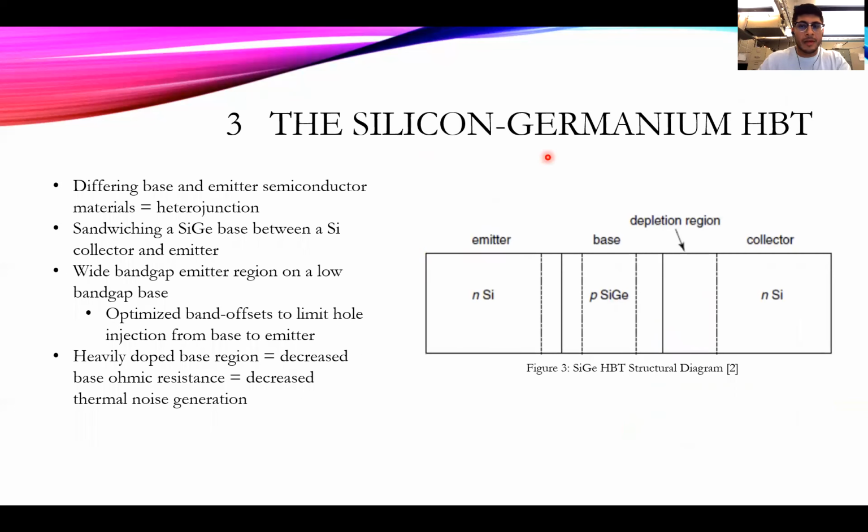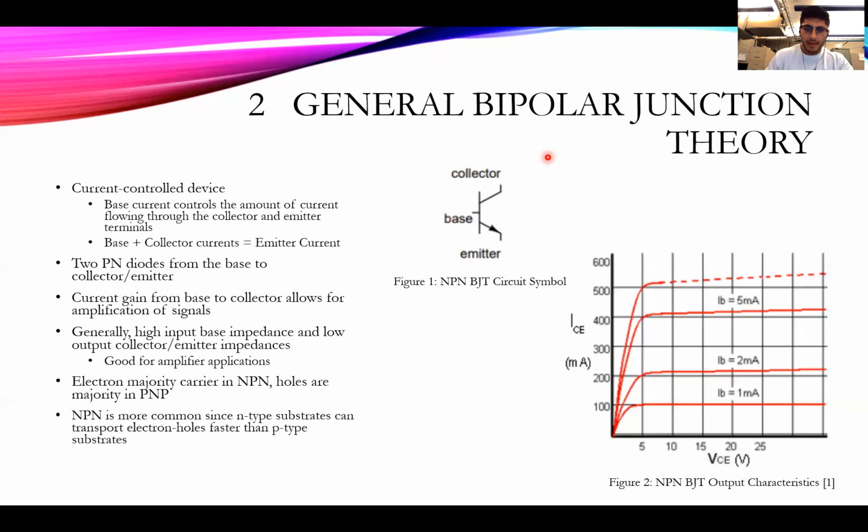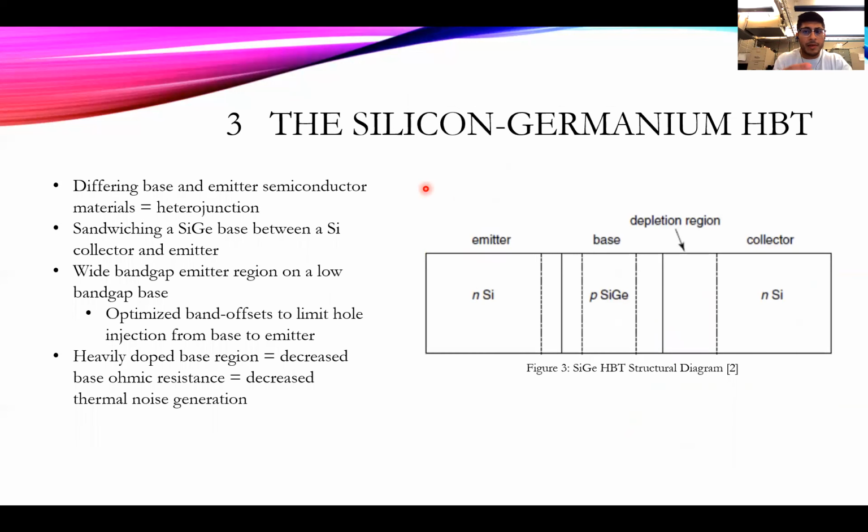So now moving into the silicon-germanium HBT, now that we have a little bit of background. Like I mentioned, in this BJT we're going to have usually an NPN. It's either silicon-based or germanium-based semiconductor material, but it's a homojunction in the sense that all three regions are the same semiconductor material. What we're doing with an HBT, silicon-germanium specifically, is using a different semiconductor for the base region than for the emitter region. And what that creates is a heterojunction.